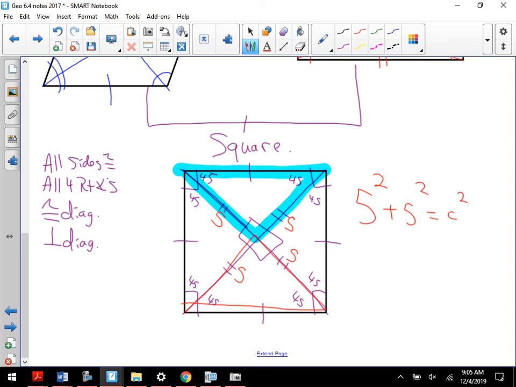Now, this is where that calculator earns its keep. What's 5 squared? 25. So what's 25 plus 25? 50. So if I add those two together, I get 50. Now when I take the square root of 50, that calculator will give you the answer of 5 root 2. And that is the exact side length.